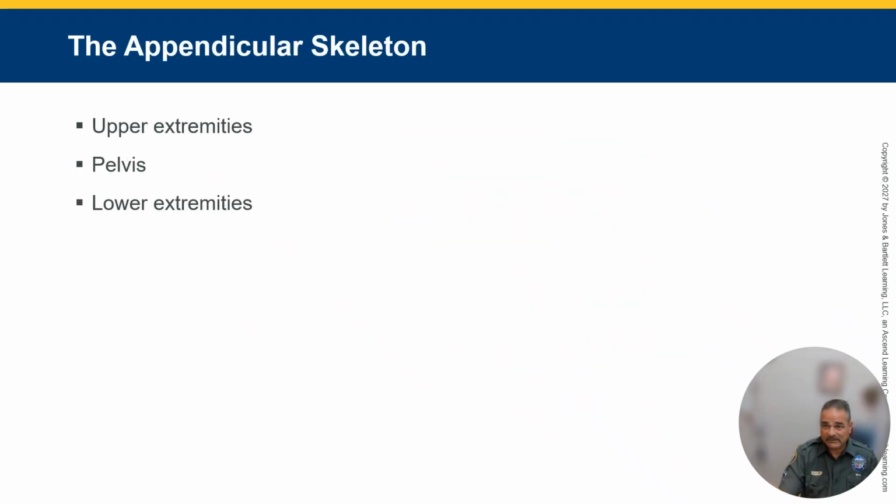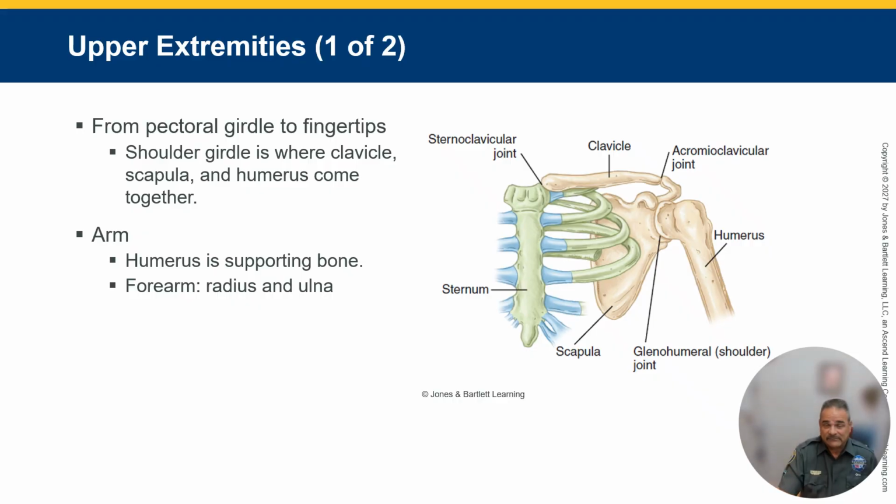Appendicular skeleton: the upper extremities, the pelvis and the lower extremities. Remember the appendages. From the upper extremities, here you go. Looking at this guy, starting at the top, your clavicle. Everybody feel up there, that bone on the top. Everybody knows what your clavicle is. What direction am I headed in? I am headed medially this way.